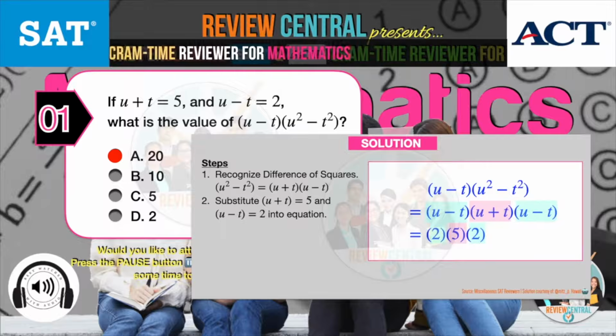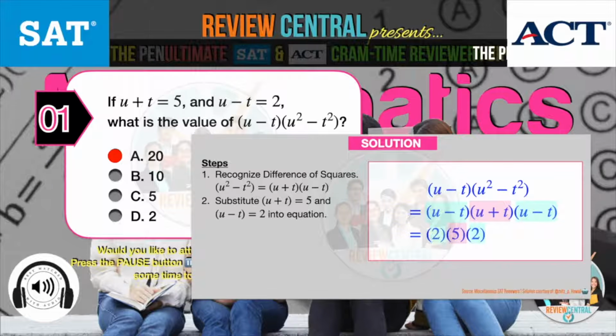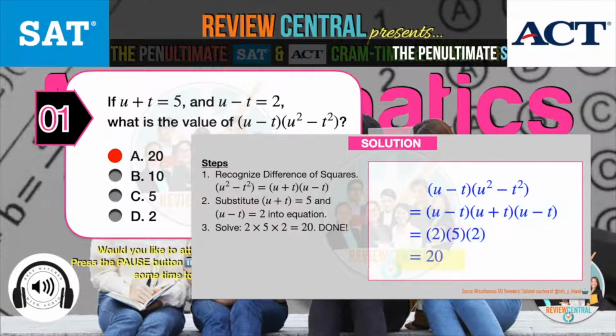U plus t and u minus t are already both given as 5 and 2 respectively, so the solution is simply 2 times 5 times 2. 2 times 5 times 2 is equal to 20. Done.